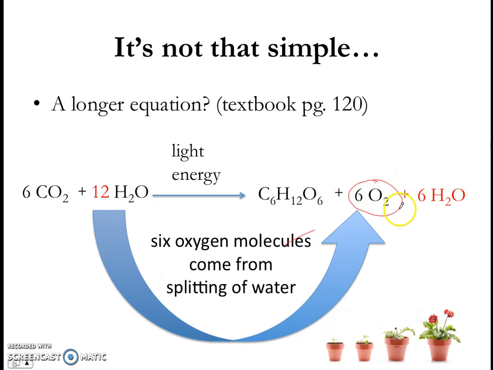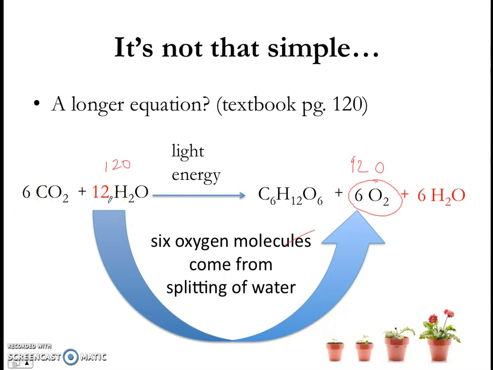So in order to have 6 oxygen molecules, I need 12 water molecules, right? If you're looking at balancing equations, because here there's 6 oxygen molecules, you need 12 oxygen atoms, and here we have 12 oxygen atoms. So that's why there's 12 water molecules, because scientists have found out that the oxygen comes entirely from the splitting of water and not from the carbon dioxide.